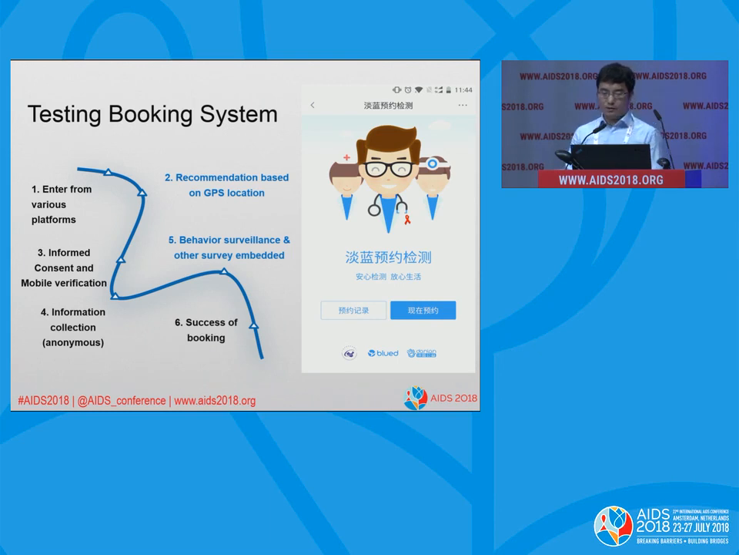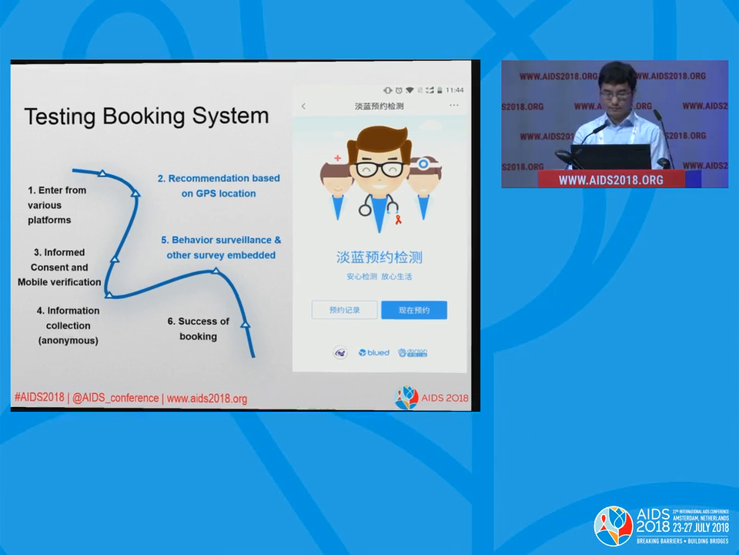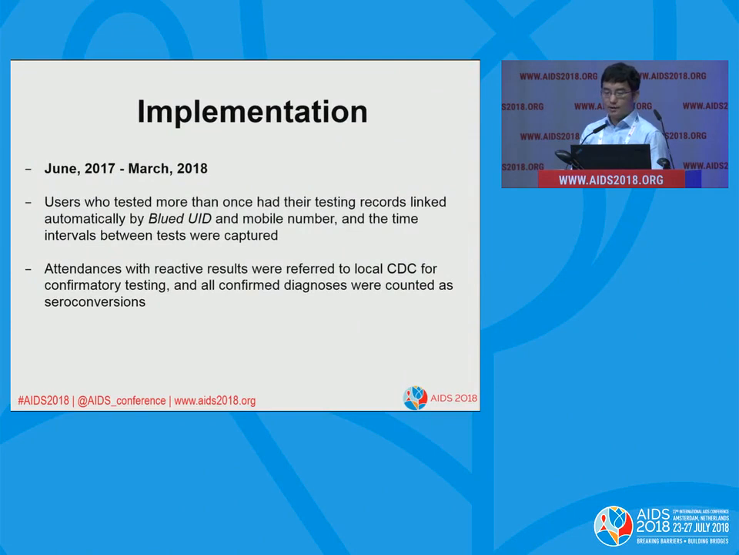After that, we collect information anonymously, including some behavioral information and demographic information. Once they finish this online questionnaire, a notice is sent to their mobile phone to let them know they have successfully booked the HIV test service. So this is the implementation of our pilot study, from June last year until March this year.